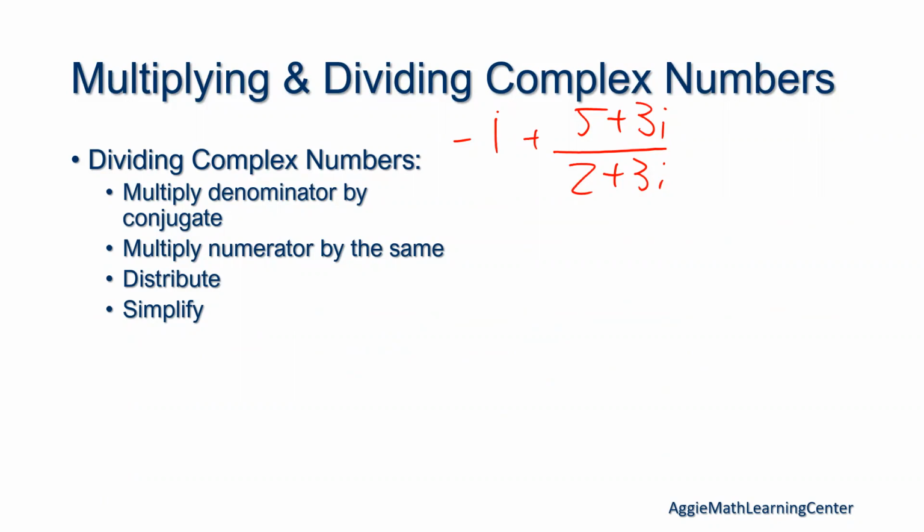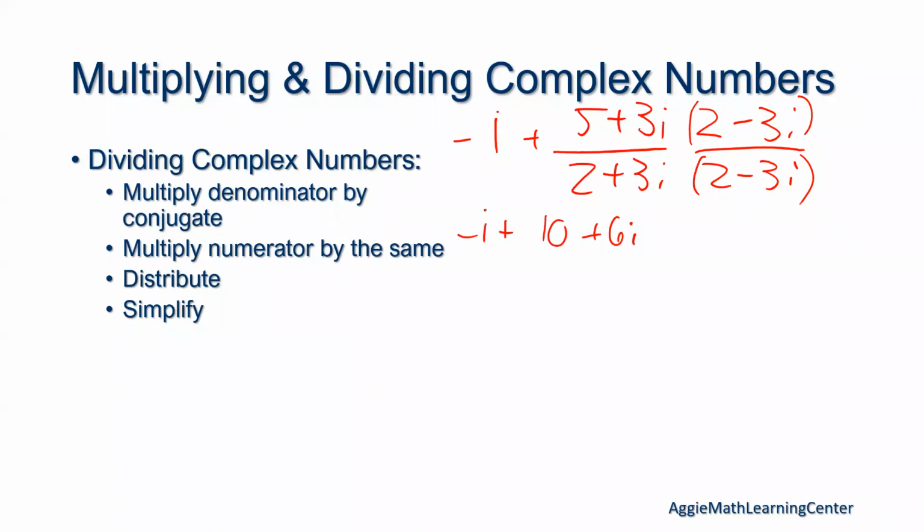2 minus 3i. Cool. And so we're going to multiply the top and the bottom. FOILing: we have a 10. We have a 6i. Minus 15i. Then the 6i. Then the minus 9i squared.